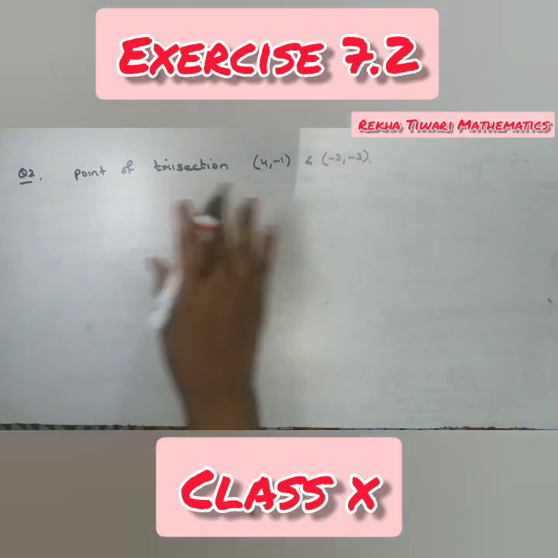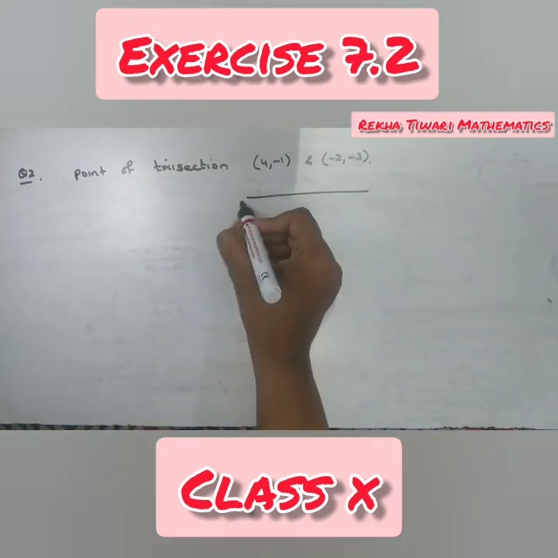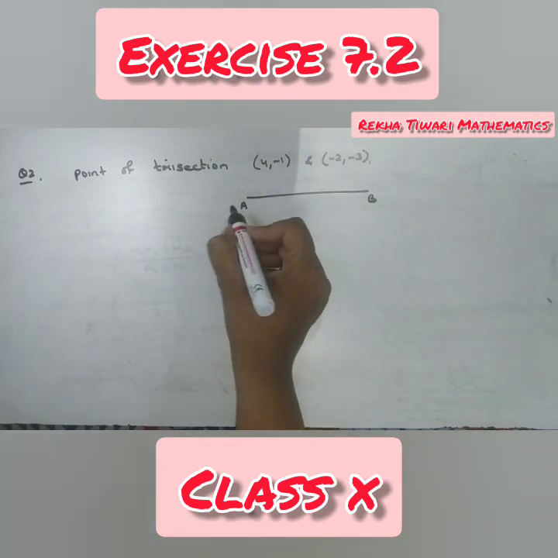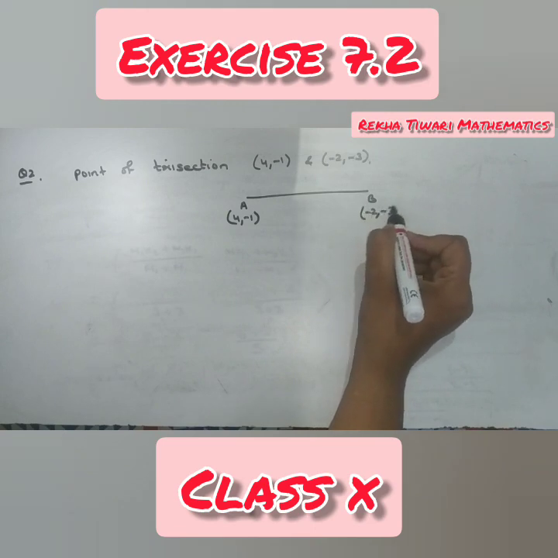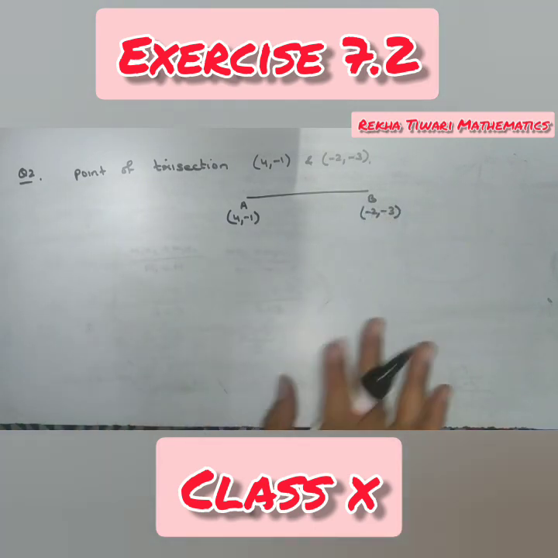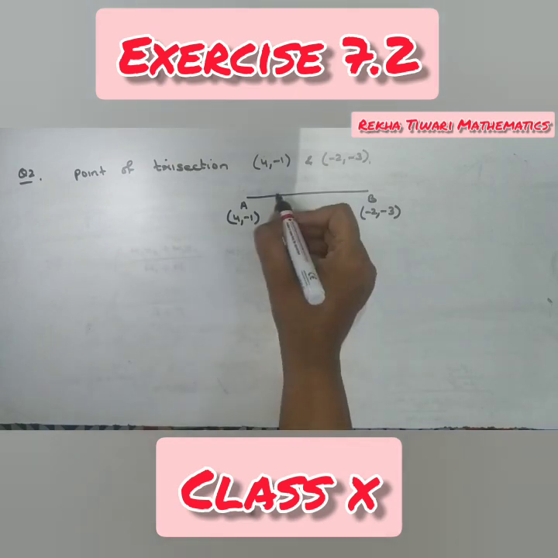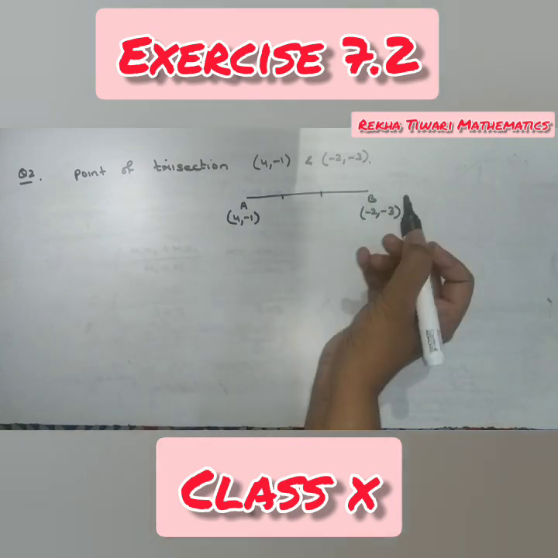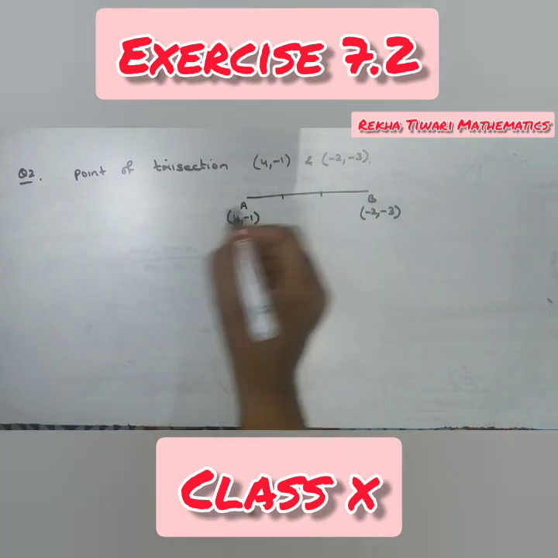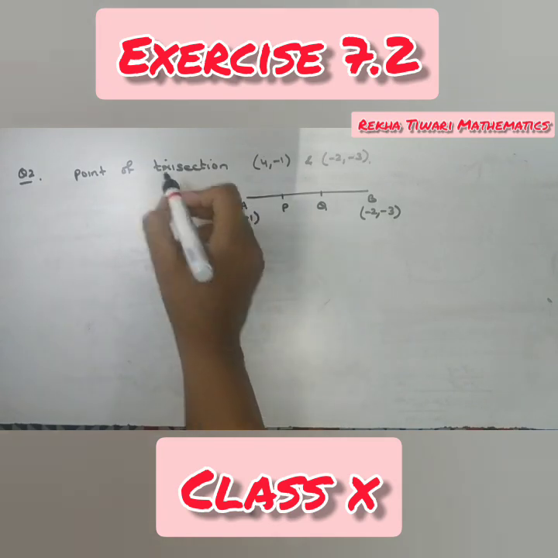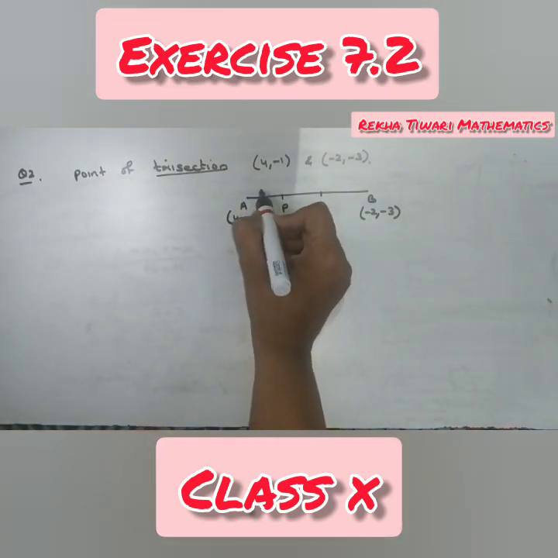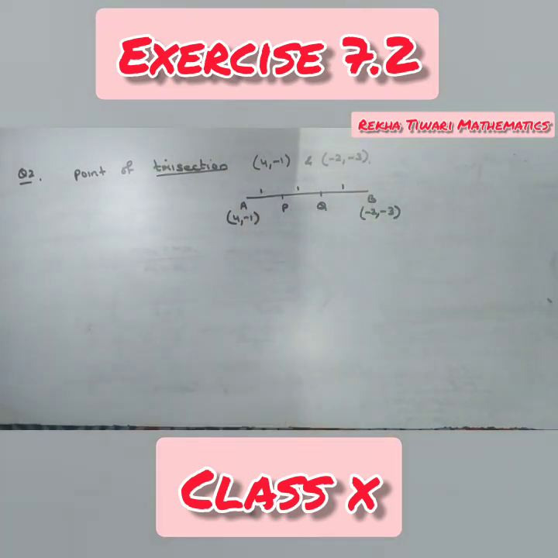So, to make this easy, let us draw the figure. This is the line joining the points A, whose coordinates are (4, -1), and B (-2, -3). And since this line is trisected, there will be 2 points in between which divide the line into 3 equal parts. Let the points be P and Q. Now here the ratio is not given to us, but since the word trisection is given, it implies the ratio is 1:1:1.